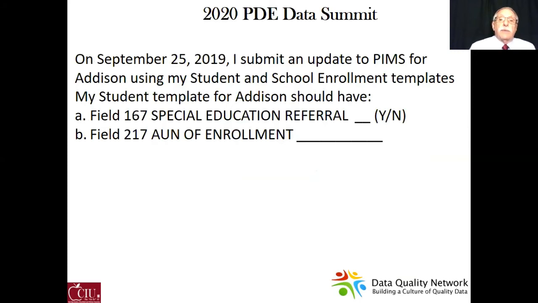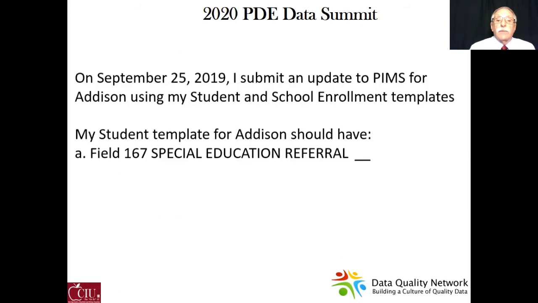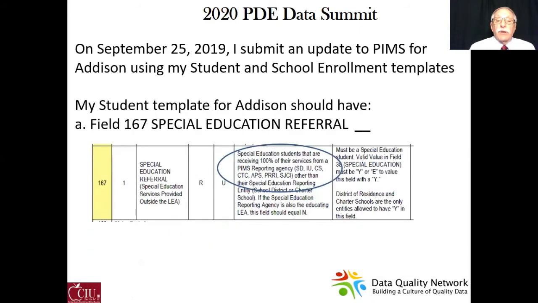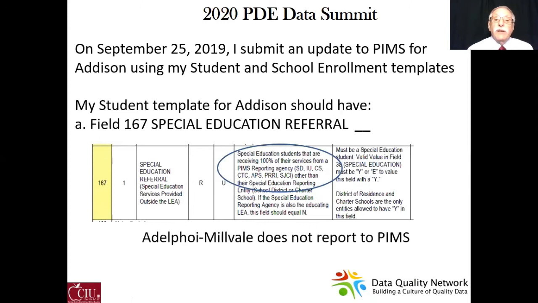So we need to update PIMS for Addison using his student and school enrollment template. For template field 167, for a special ed referral, should that be a Y or an N? Well, if you look in the manual, remember the manual says 100% of the service being provided by someone who reports to PIMS? Well, we know that Adelphi Millville does not report to PIMS, so we suspect that might be an N, and we are correct.